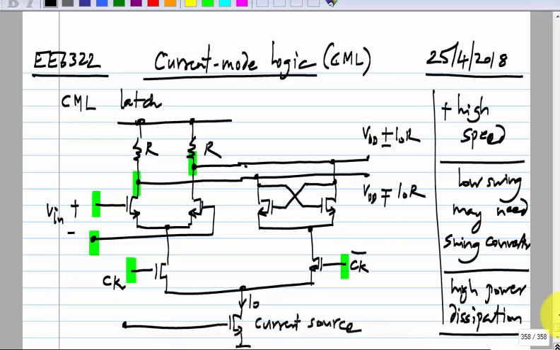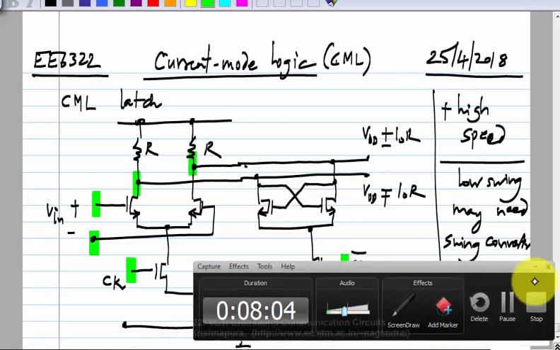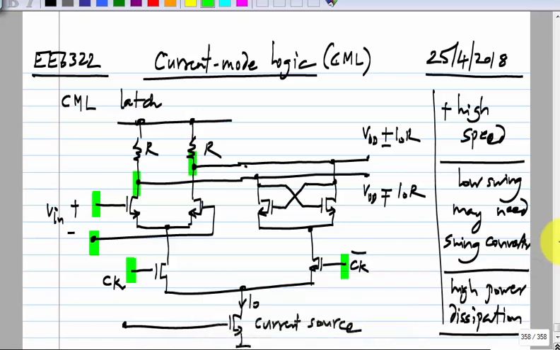So that's the current mode logic. Also, you can size the differential amplifier, the input sampling transistors and the latches equally or unequally, depending on which characteristic you want to optimize. If you want a small clock to queue delay, maybe the sampling input can be stronger, things like that. Any questions about this? Sometimes at the higher speed you use this.